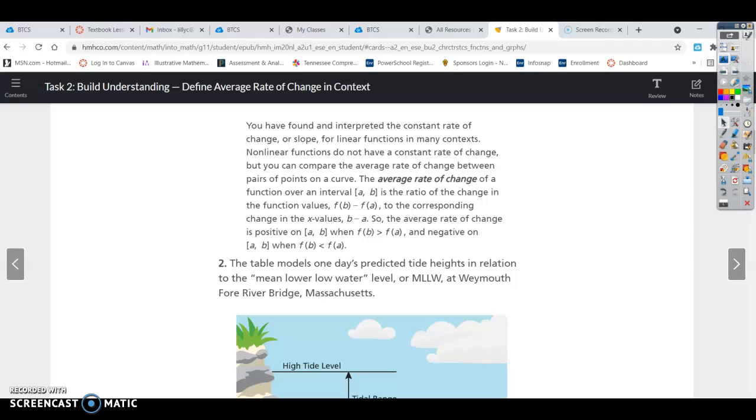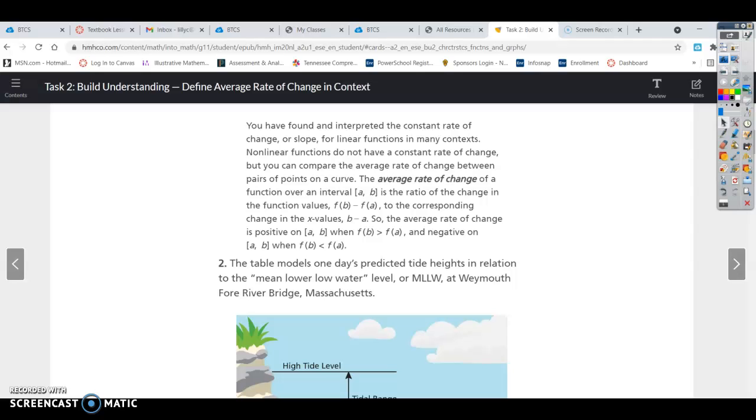Alright, so you've found the slope, you have found and interpreted the constant rate of change or slope for linear functions in context. Nonlinear functions do not have a constant rate of change, but you can compare the average rate of change between pairs of points on a curve.